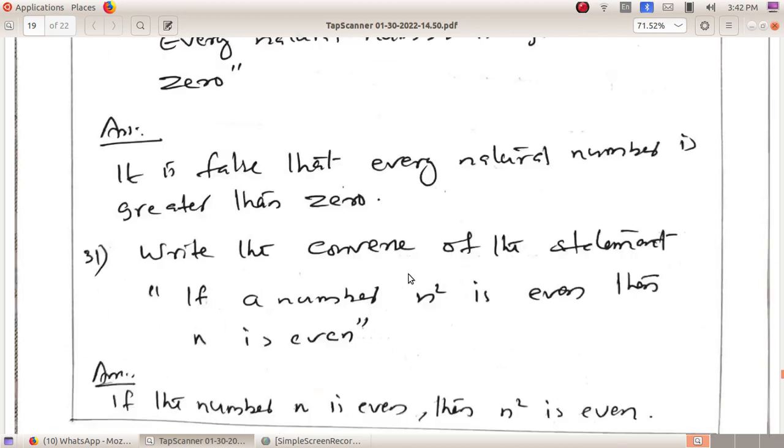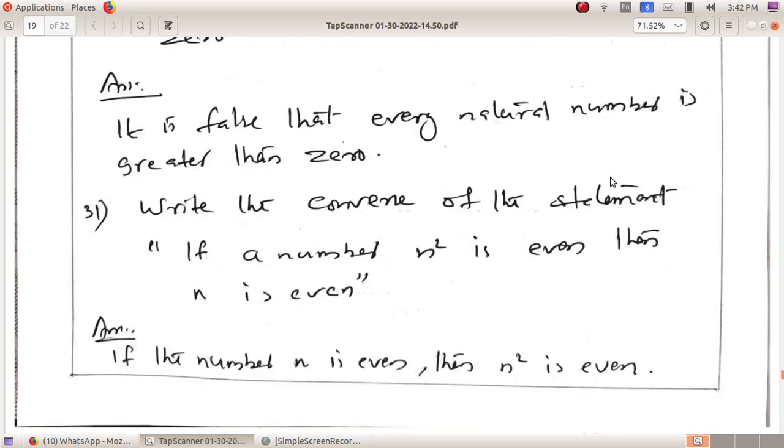Next question, write the converse of the statement: if a number n squared is even, then n is even. Converse means just the opposite. Here it says a number n squared is even, then n is even. Then the converse is: if n is even, then n squared is even.